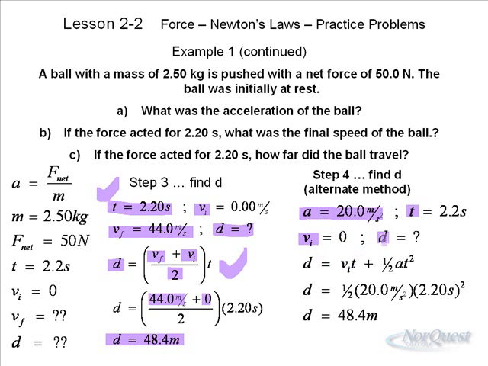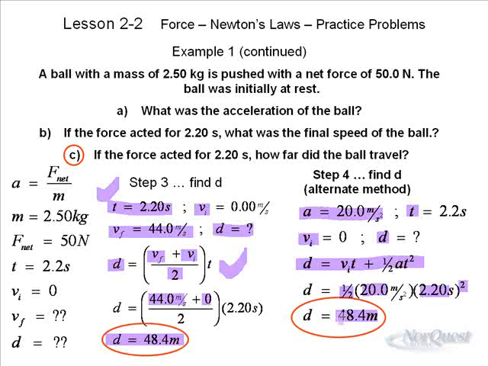Now in this case, we don't need Vf, so we pick the equation that doesn't have Vf. And since the initial velocity was 0, the equation becomes 1/2 at squared. And here's our 1/2 at squared. And guess what? We get 48.4 meters. And so we have two different methods, and we end up with the same solution for step C. And so whether you did it using step 3 or whether you did this using step 4, both are perfectly acceptable.